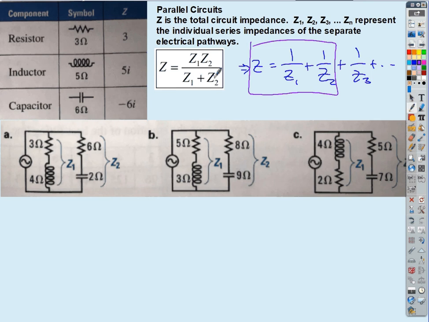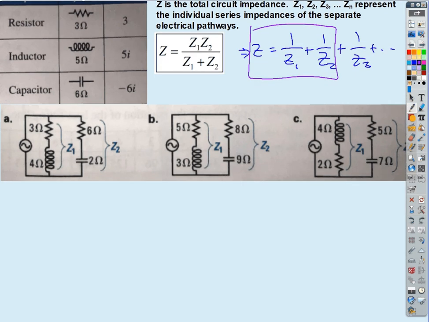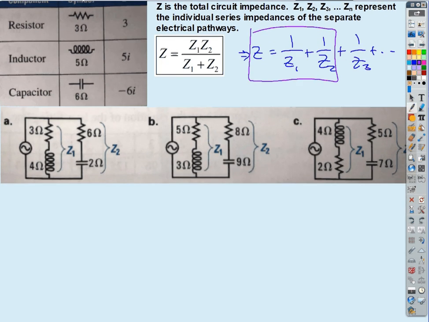So let's do a little calculation for one of these. What about for A? For part A, first of all, we have to figure out what's Z1. What's going to be the impedance of that one loop? That would be just adding things up in series, right? Because we're adding up this resistor and this inductor in series. So what are we going to get? I'm going to get 3, because that's a resistor, plus 4i. Everybody agree? Because that's an inductor, so we take the impedance times i. What's Z2?